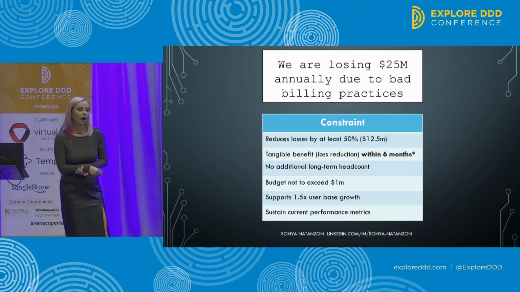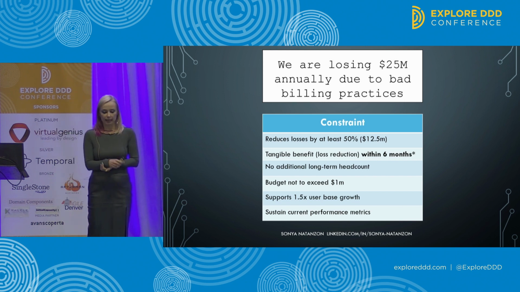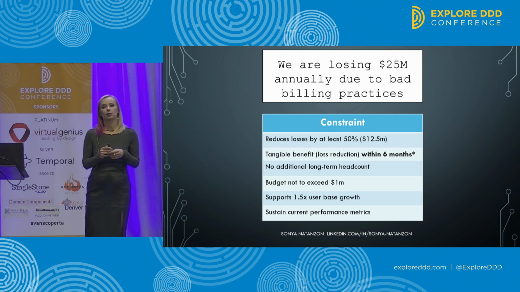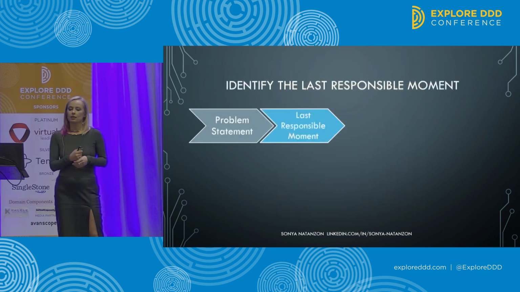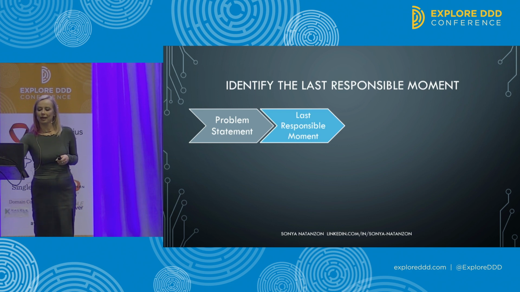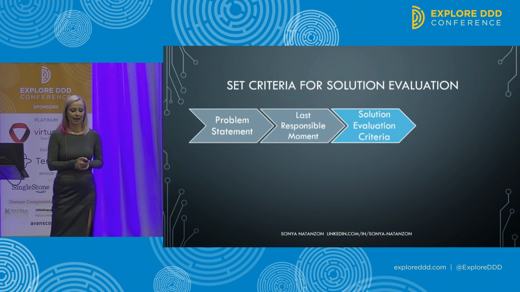So, coming back to our problem statement, we've now worked with our stakeholders to surface out our last responsible moment, highlighted here, 6 months, probably important, and all the other constraints that we have to consider in our solution. So now that we have this, and we know the moment hasn't passed, is it decision time? Is it solution time? Not yet.